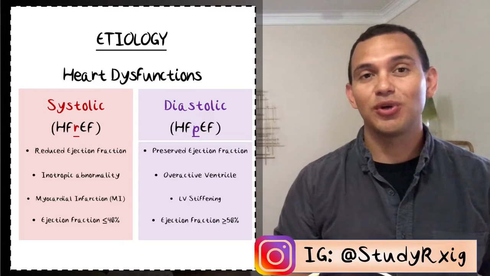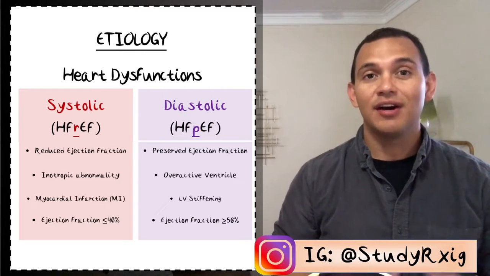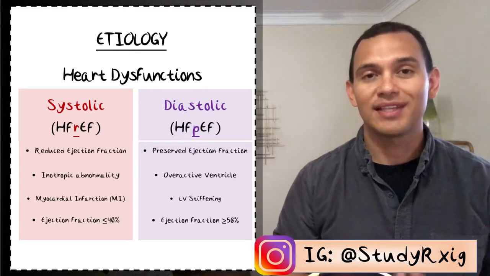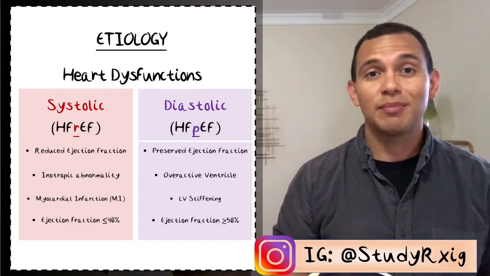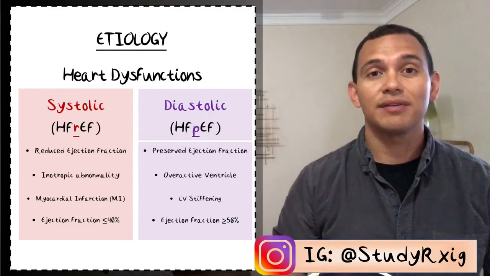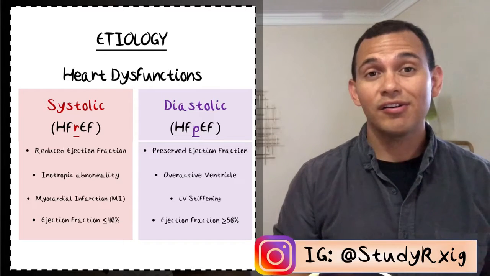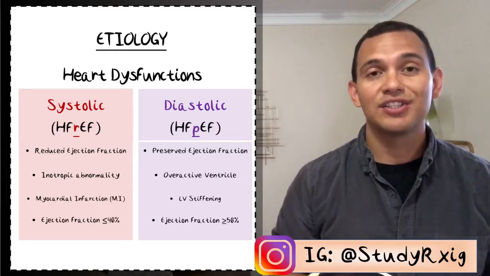HFrEF is often due to a myocardial infarction, which results in a lowered ejection fraction of less than or equal to 40%. Cardiac infarction is also known as a heart attack, and this occurs when a portion of the heart is deprived of oxygen due to a blockage of a coronary artery. Coronary arteries supply the myocardium, which is the heart muscle, with rich oxygenated blood.